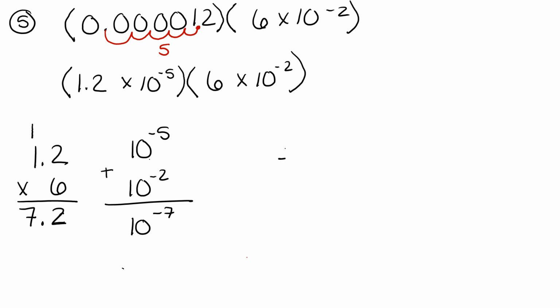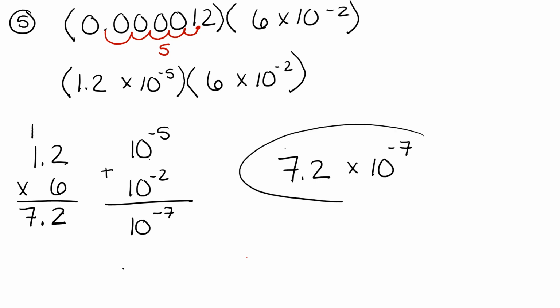And so when we write our final answer, it would be 7.2, always times 10 to the negative 7th power. We don't have to move any decimal points in our answer because the decimal point is already behind the first number, 7. The answer stays 7.2 times 10 to the negative 7th.